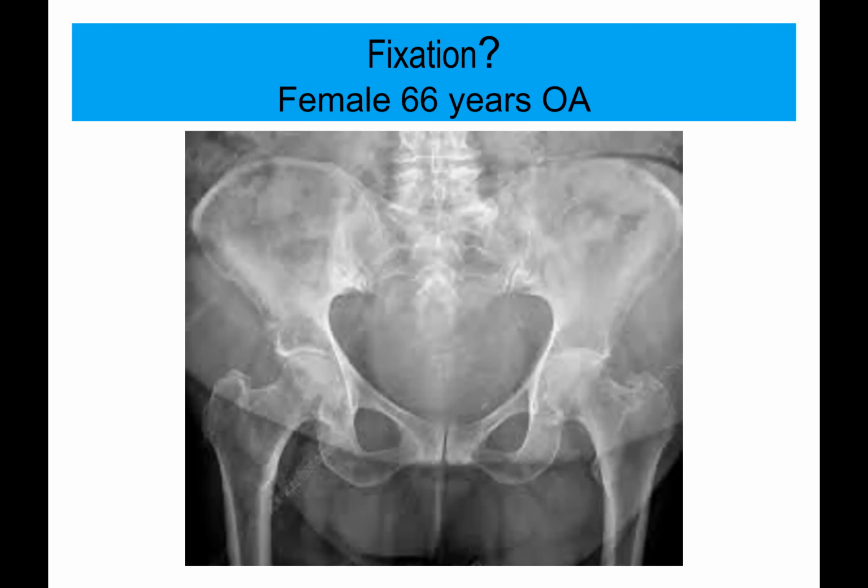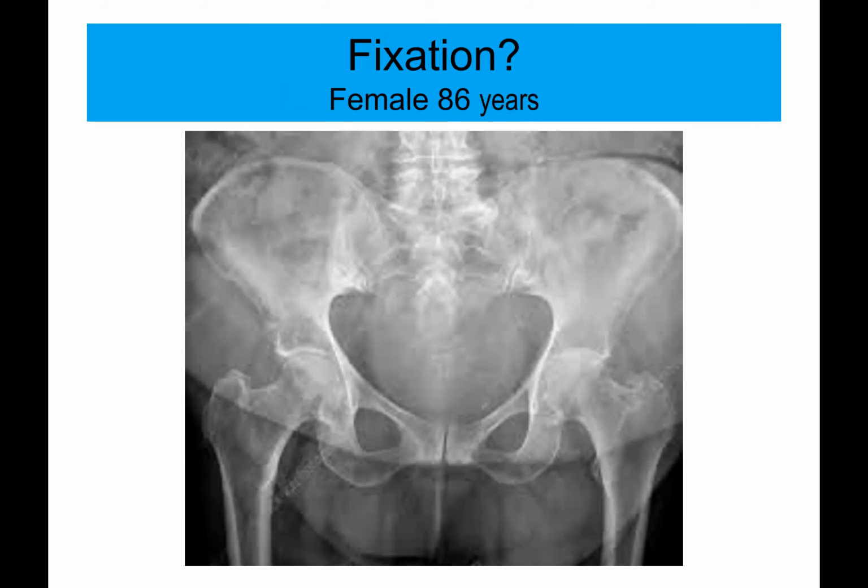Now this is a 56-year-old with OA. What will you use? I will go with the cemented, but okay. Dorr classification is B. Okay, fine. What about this, a 86-year-old female? I will definitely go with cemented. Cemented or uncemented? Cemented. Cemented.